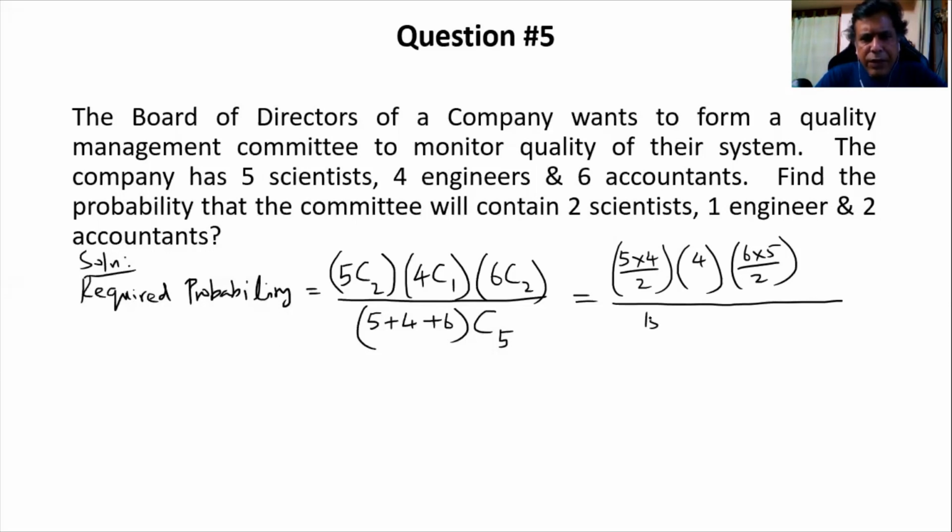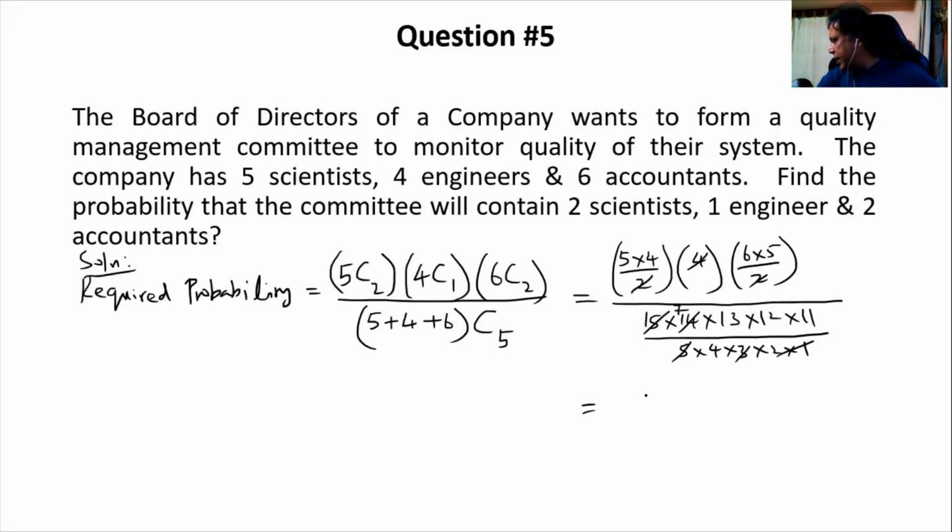15C5 means 15 into 14 into 13 into 12 into 11, divided by 5 factorial, which I expand as 5 into 4 into 3 into 2 into 1. Now this 2 and this 2 make 4, which can be cancelled with this 4. Here 5 threes are 15, cancel this. And here I cancel this 2 into 1 with the 14 to get 7. If I evaluate this, I finally get 200 by 1001.